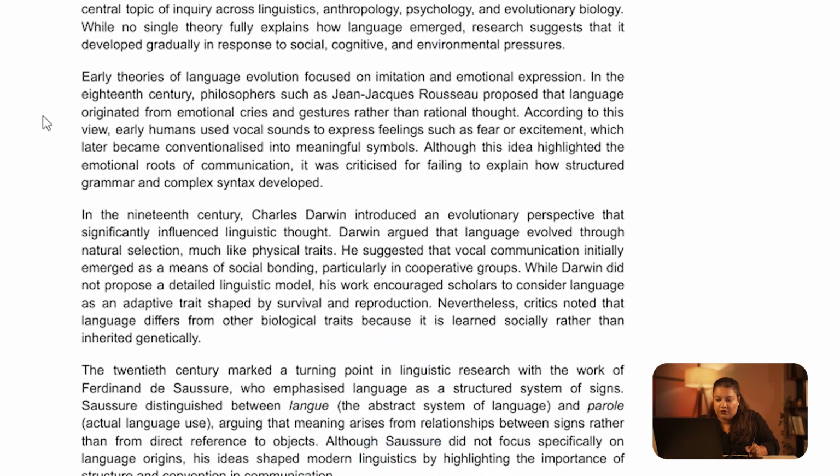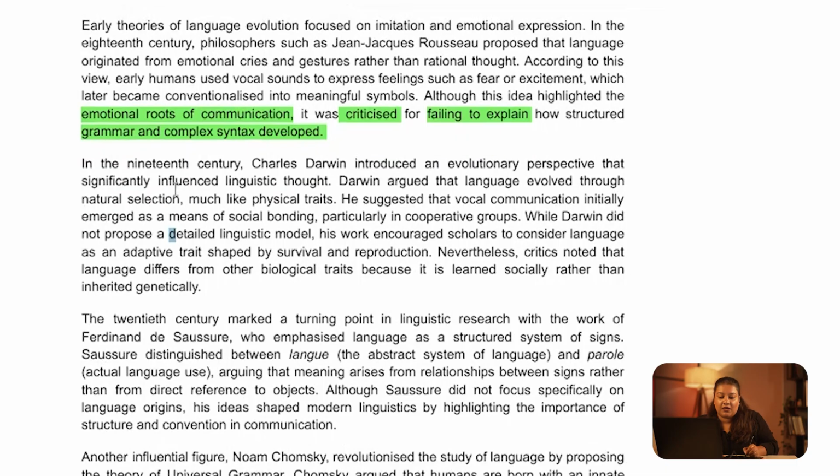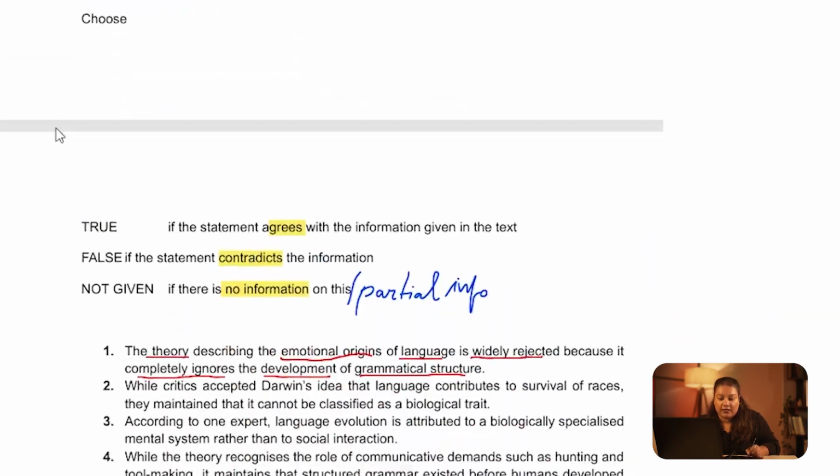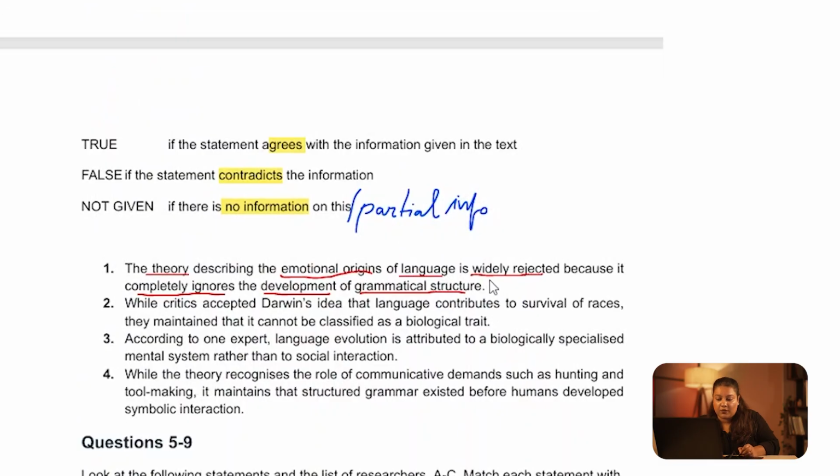So we do not have it here in the first paragraph. Let's move to the second paragraph. Although this idea highlighted the emotional roots of communication. So here we do have the keyword emotional roots, which is paraphrased. Emotional origin paraphrased as emotional root of communication. It was criticized for failing to explain, which is basically that it ignored and did not explain how the grammatical structure developed. But here it doesn't say anything about it being widely rejected. It only says it was criticized. So I see that both pieces of information here are contradictory. So in that case, my answer for the first question will be false.